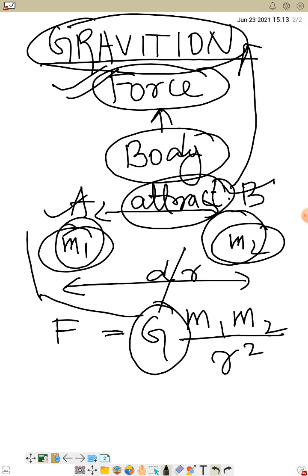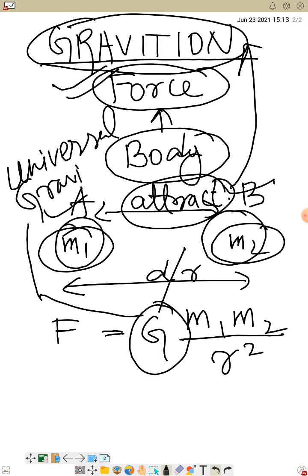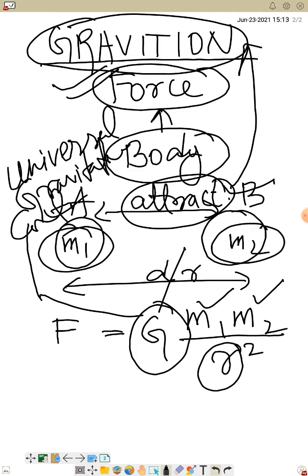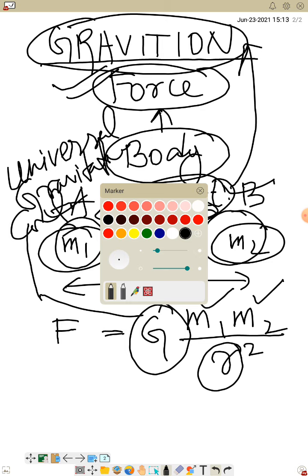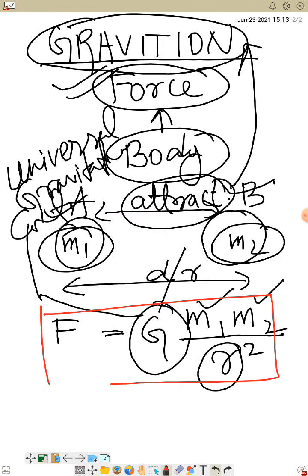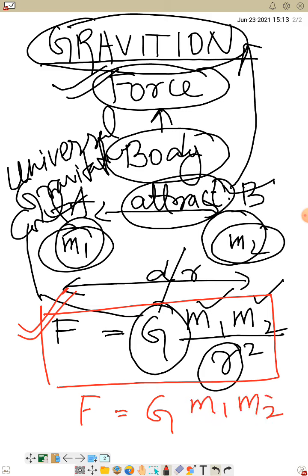We call this the universal gravitational constant. And what is this m1? m1 is the mass of the first body. What is m2? m2 is the mass of the second body. What is r? r is the distance between the two bodies, the centers of the two bodies. All right, so this is the formula to express the gravitational force. So the formula for finding the gravitational force is F equals G m1 m2 by r square.